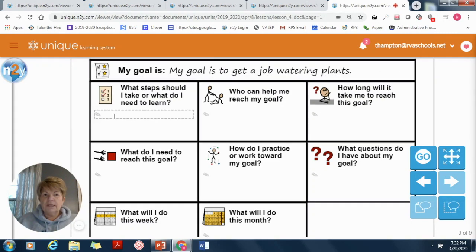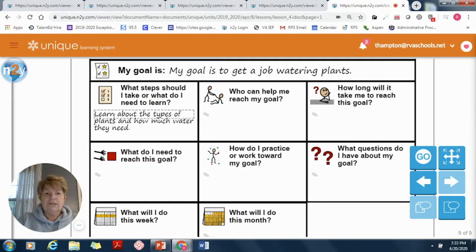Okay, now we're going to write in what steps should I take or what do I need to learn? Okay, so I would definitely need to learn the different types of plants and how much water they take. I would also need to take the steps of seeing where are there jobs available in my area for this type of work. Okay, so let's see. I would need to learn about the types of plants and how much water they need.